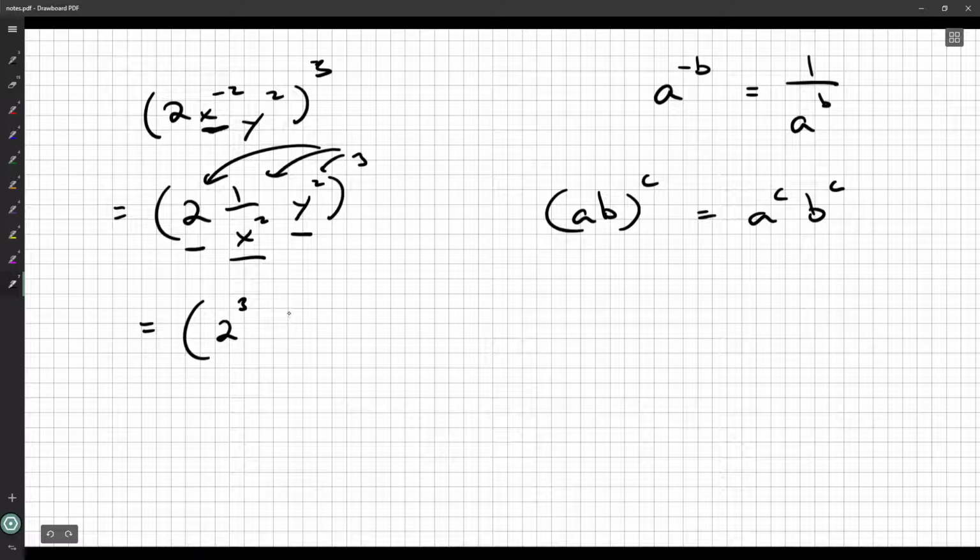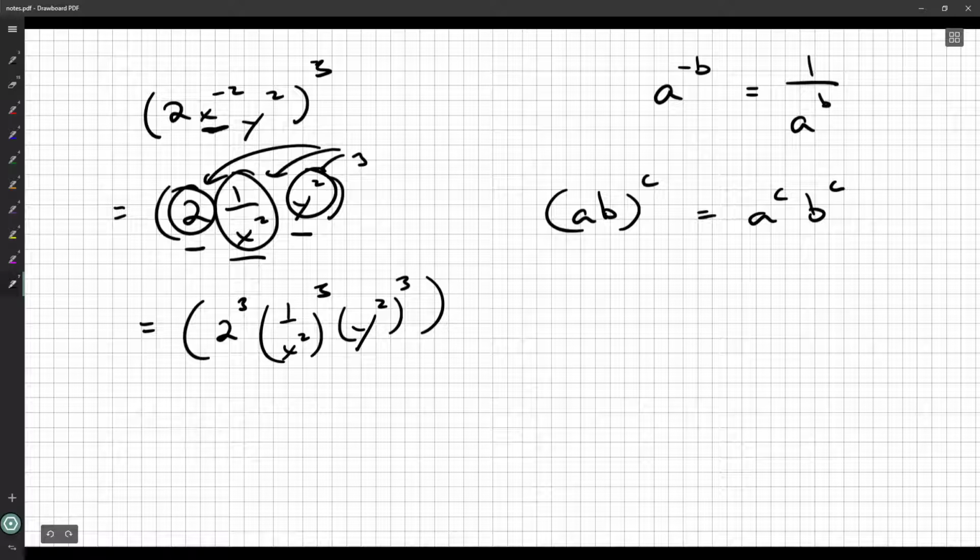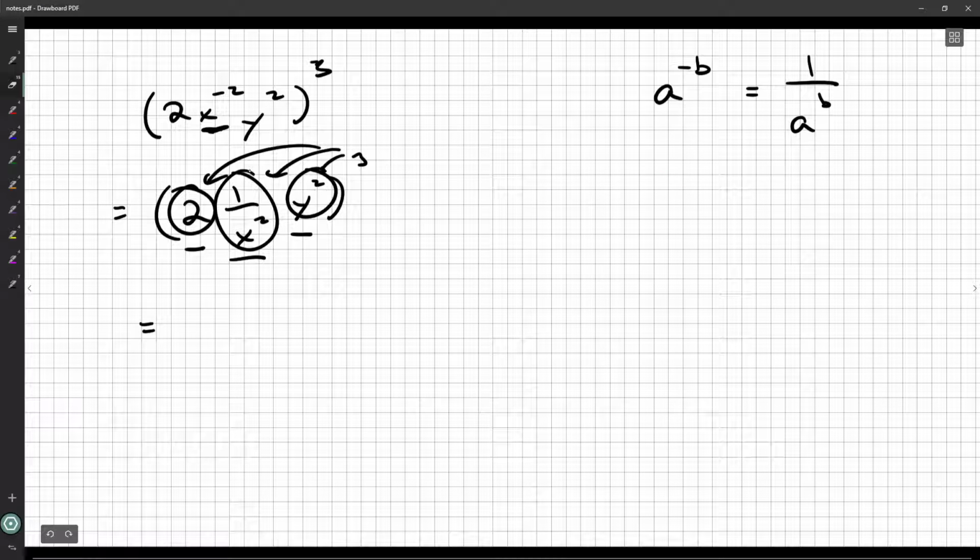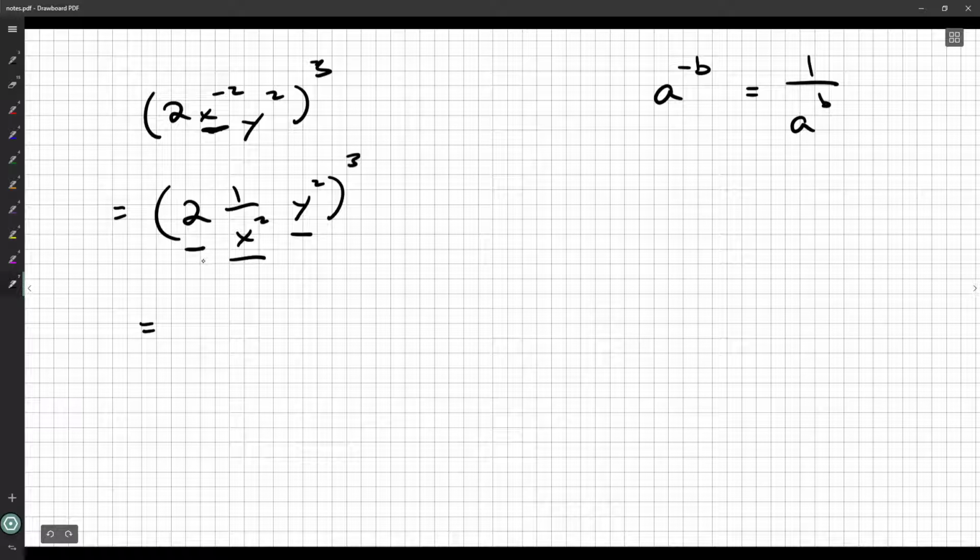So 2 and 1 over x squared and the y squared. So the 3 comes in and is raised as the exponent for everything that's multiplied together here. Right? That's one way. And if we notice that rule, we go ahead and apply it. But maybe we don't recognize that, or maybe we just don't want to start that way. That's okay too. So something instead we could do is maybe simplify what's going on in here.